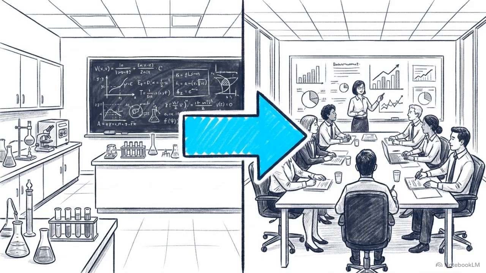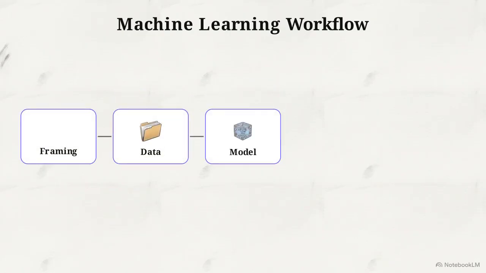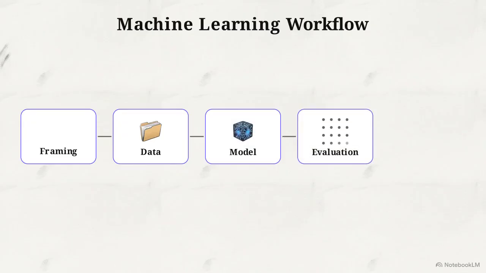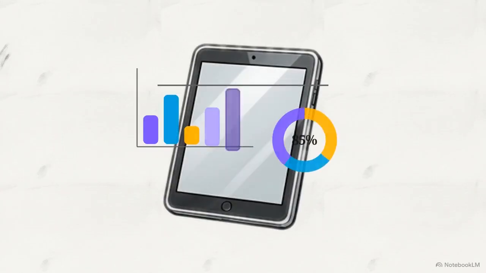To get these mathematical concepts out of the lab and into a real business environment, professionals rely on a standard 5-step workflow. This flowchart outlines the process. Step 1 is framing the problem. Step 2 is data. Step 3 is selecting the model. Step 4 is evaluation against unseen data. Finally, Step 5 is deployment into a live, interactive business report.